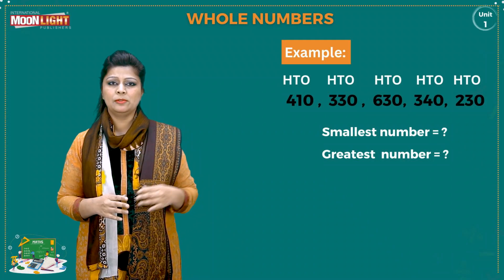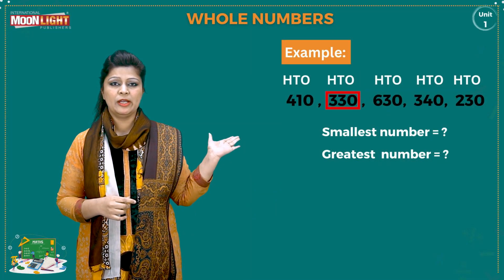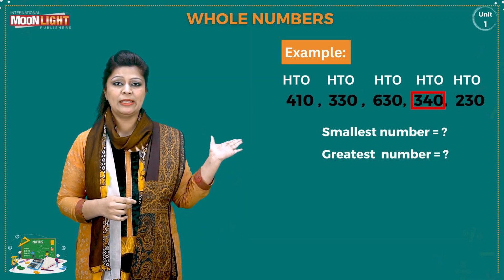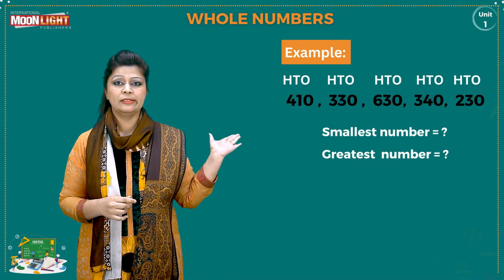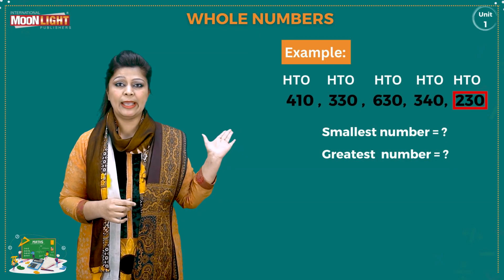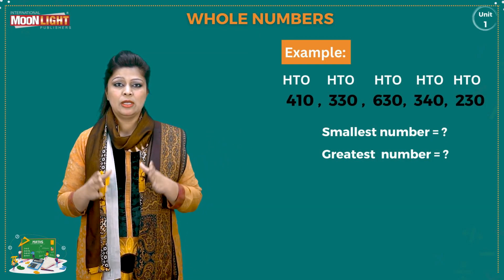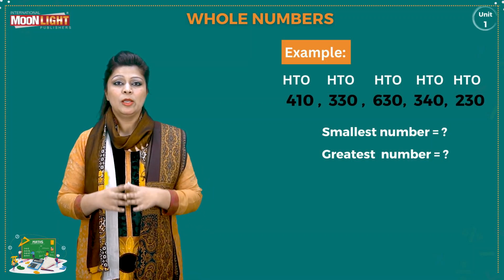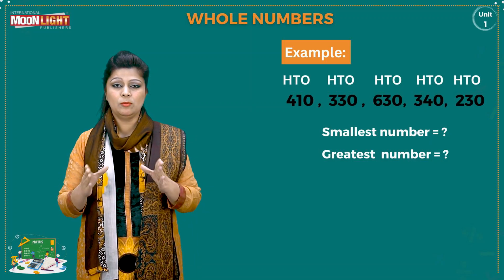Let's solve this example. This is 410, 330, 630, then 340, and then the final term, 230. We will find the smallest number first. As you know, for writing the numbers in ascending or descending order, we need to find the smallest or the greatest number in both ways.